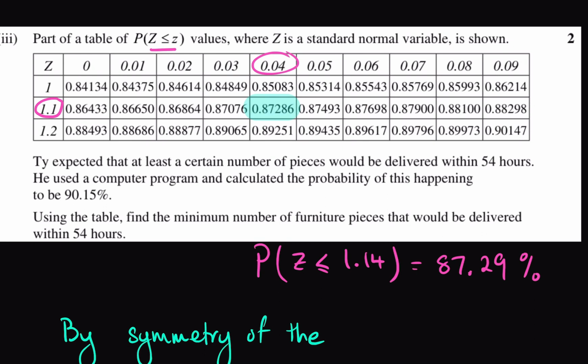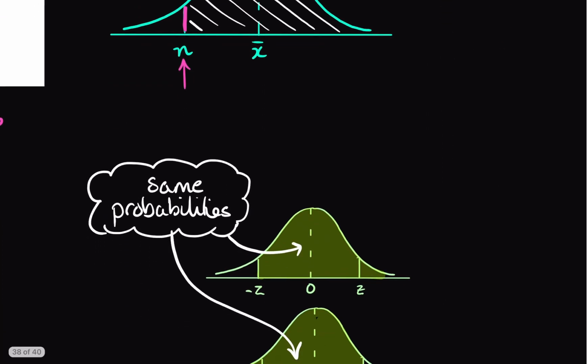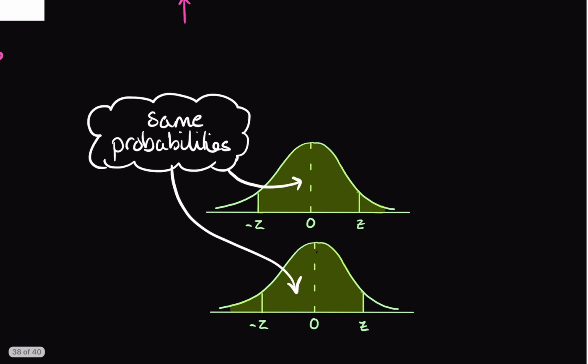So this table allows us to work out the probability that the z-scores are less than or equal to a particular value. But this question is asking us about this cutoff point where the probability the score is greater than that value is 90.15%. So it's the other way around. So we need to use properties of the symmetry of a normal distribution. So we've been asked to do something like what's in this first diagram.